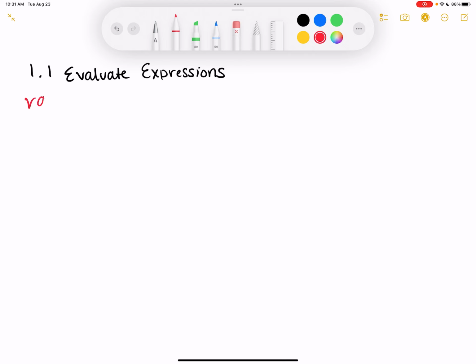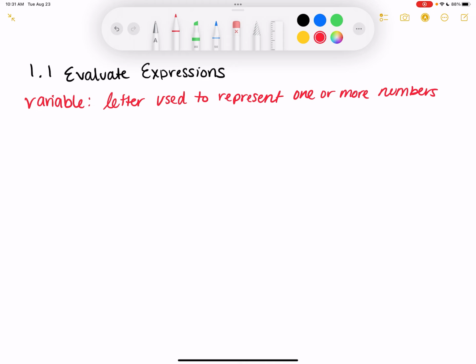So a variable is a letter used to represent one or more numbers. Typically we use X or M or N, Y, Z sometimes. Other letters can be used, but those are the most common ones that get used.